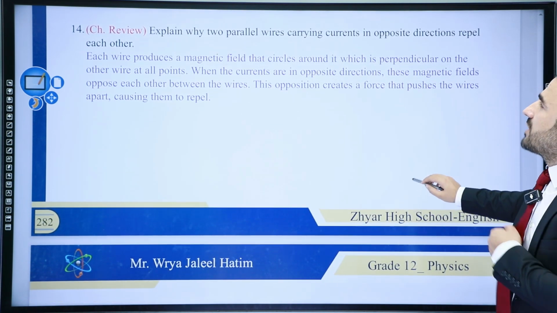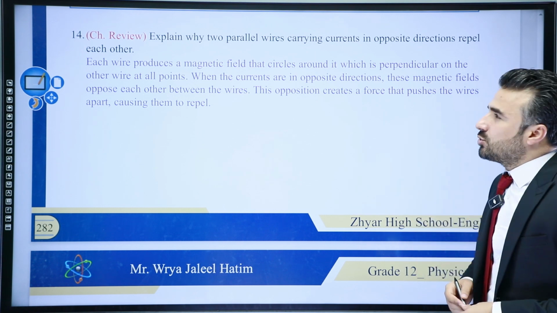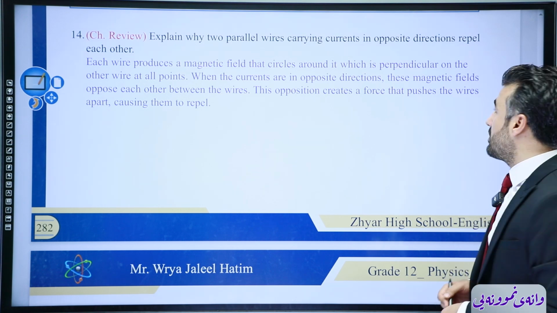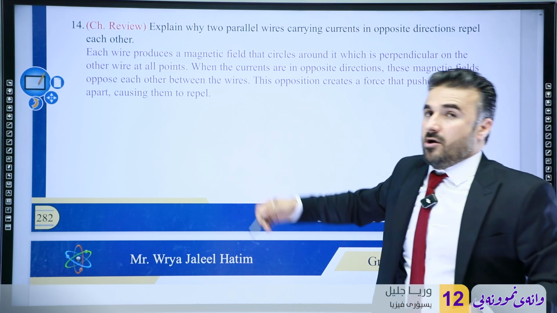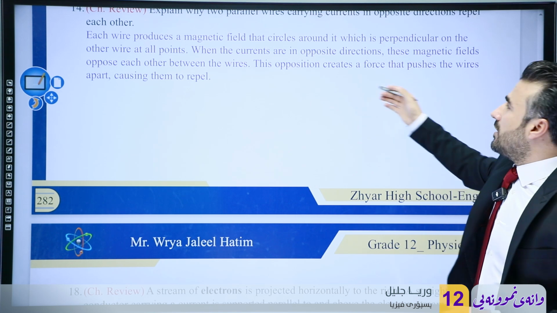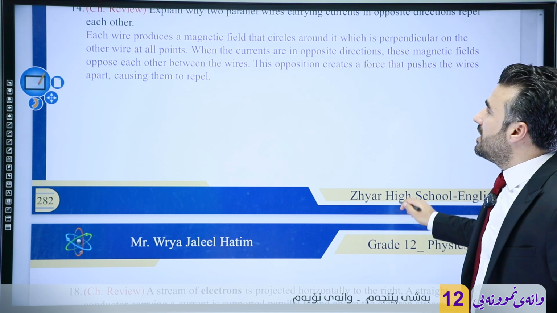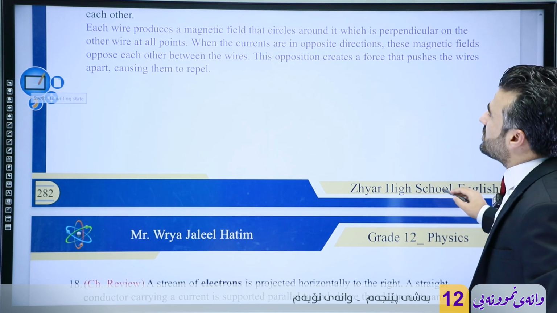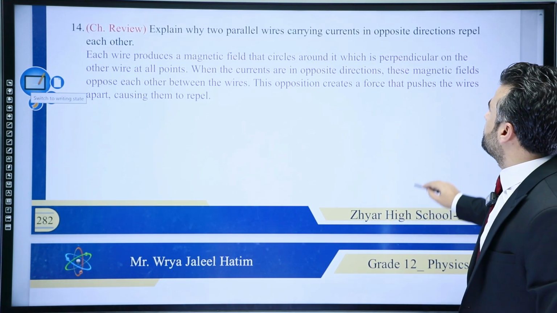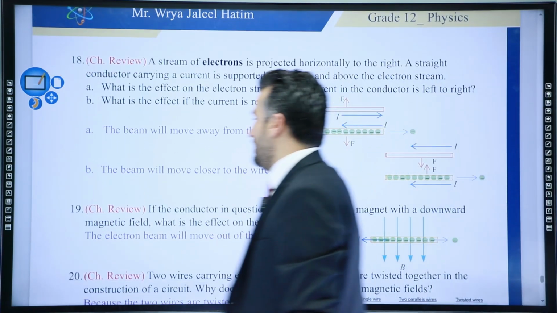Explain why two parallel wires carrying current in opposite directions repel each other. The answer is because each wire produces a magnetic field around the wire, let's say circular, which points perpendicular to the other wire. When the currents are in opposite directions, these magnetic fields oppose one another between the two wires. This opposition creates a force that pushes the wires apart, causing them to repel. Okay, this is basically just like the drawing, we'll simplify this one in a second.